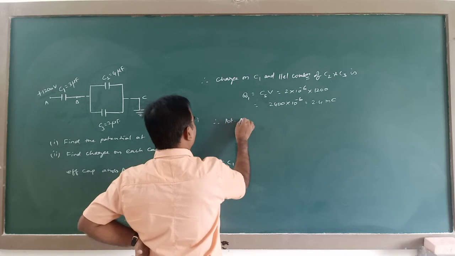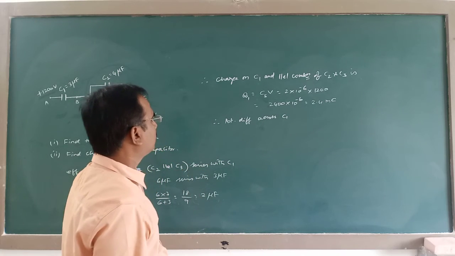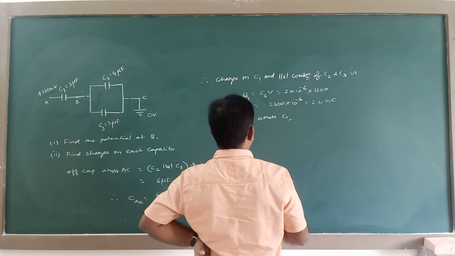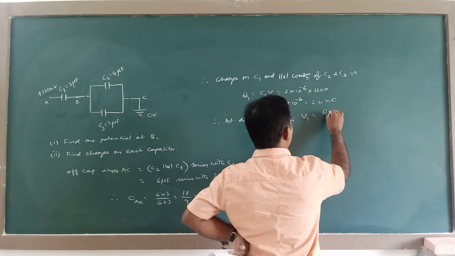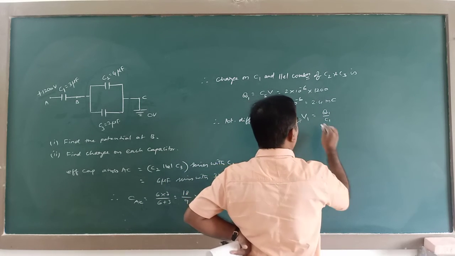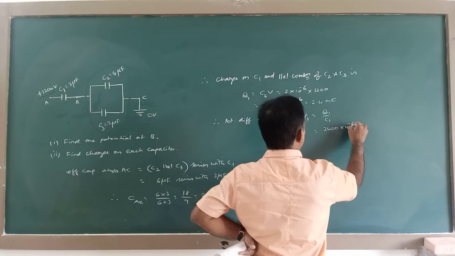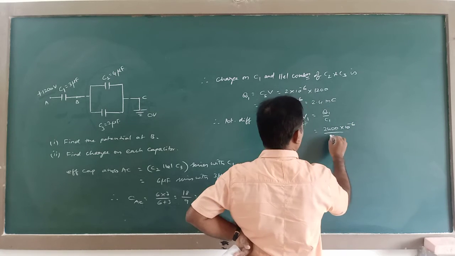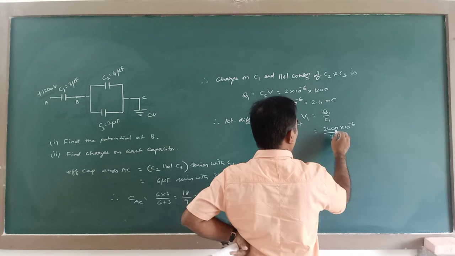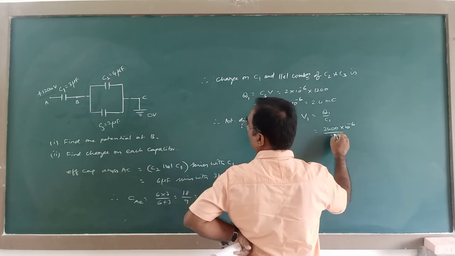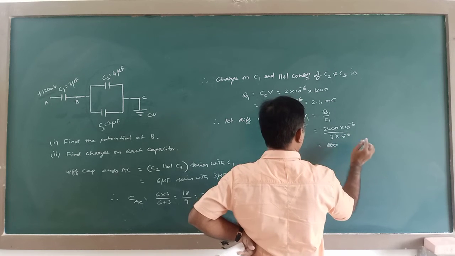Therefore, the potential difference across C1, that is V1, is equal to this Q1 divided by C1, that is 2400 into 10 to the power of minus 6 divided by 3 into 10 to the power of minus 6, since C1 is 3 microfarad. So it is 800 volt.